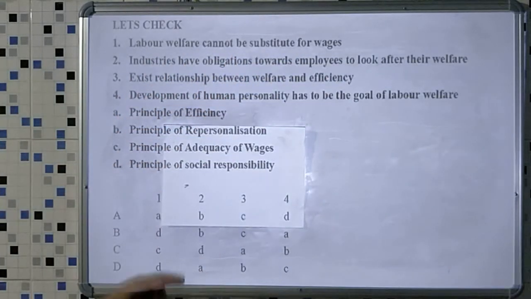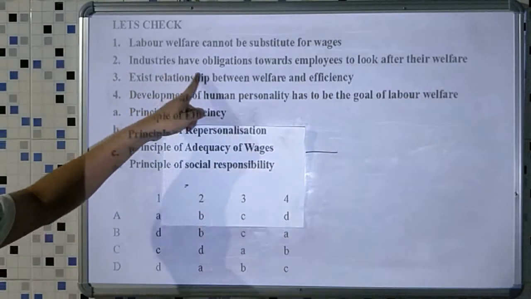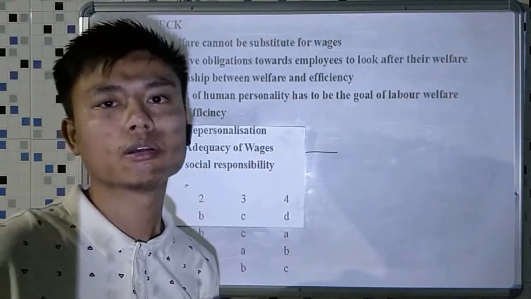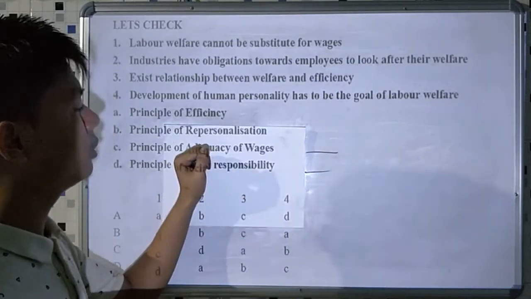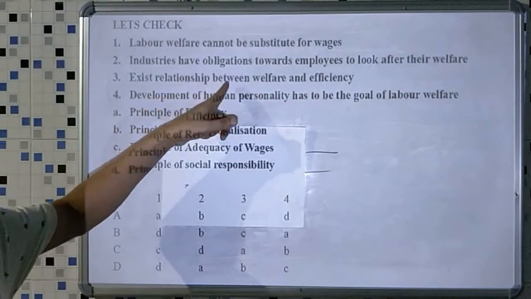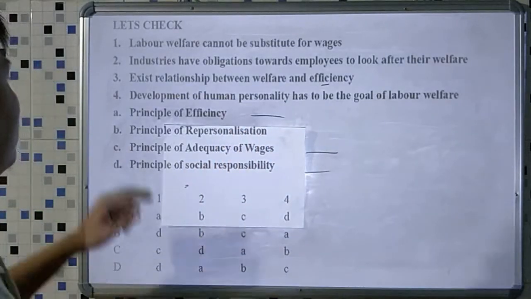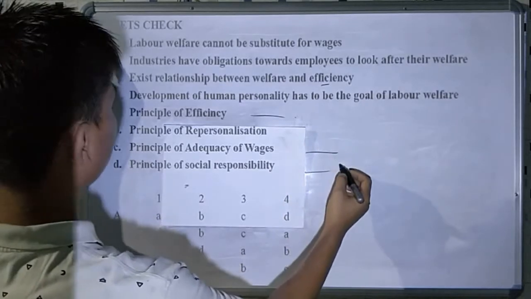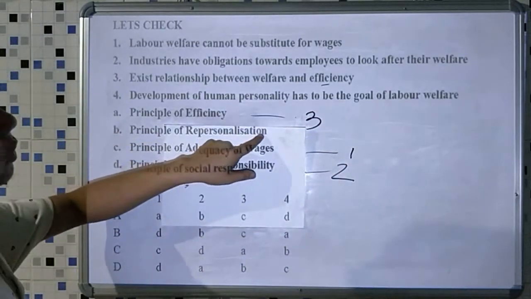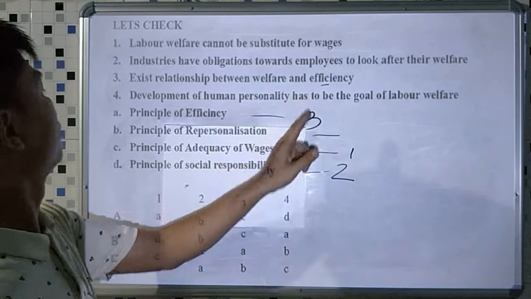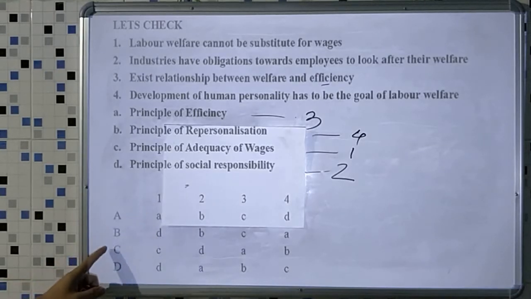It talks about, yes or no, the principle of adequacy of wages. See, bring to mind that industry has an obligation towards employees to look after their welfare. Who? Industry. What? Social responsibility. And if it is only responsibility, then both employer and employee. If there is this relationship between welfare and efficiency, because we know efficiency is there, then we know what efficiency is. So it will be industry obligations 2, principle of adequacy 1, and 3, principle of repersonalization. See, human personality development includes 2. Oh, it is given here. So 3, 4, 1, 2. C, D, A, B.